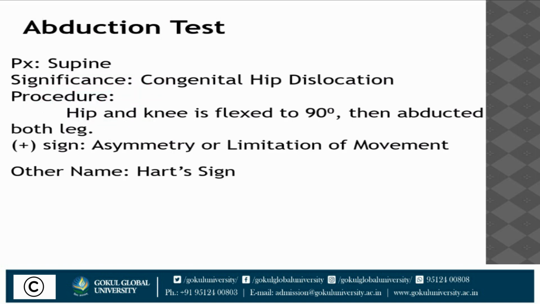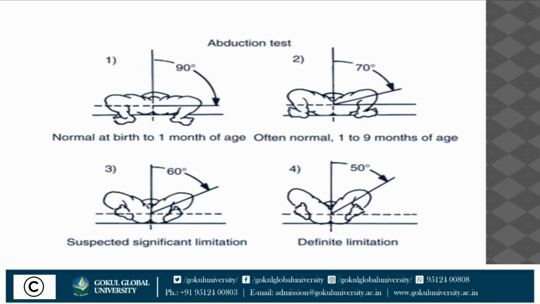First we will see abduction test. Patient position is supine lying. Significance is congenital hip dislocation. As we can see in figure, hip and knees are flexed to 90 degree, then both legs are abducted. Positive sign is asymmetry or limitation of the movement.